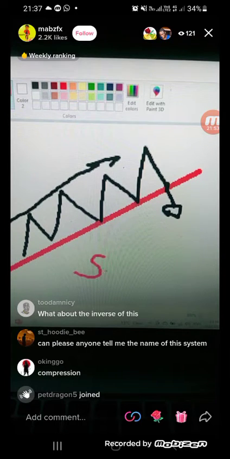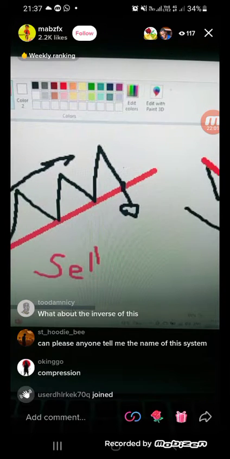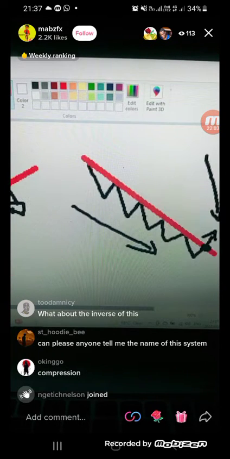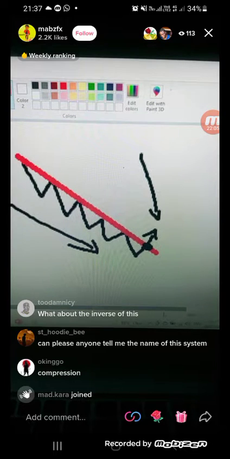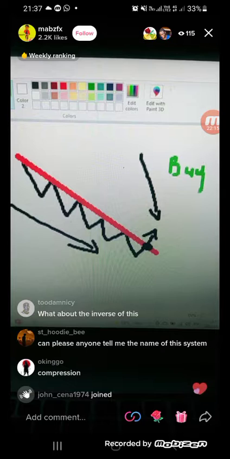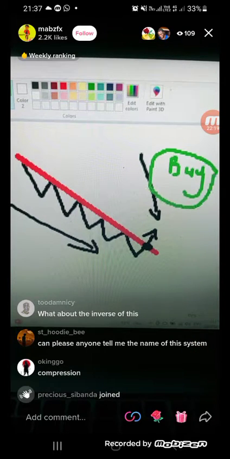So this is what a sell scenario would look like, okay? My bad for the bad writing, guys. I'm not an artist, okay? And then here's a setup for the buy. This is what a buy setup looks like. That's a buy setup right there. That's what it looks like.